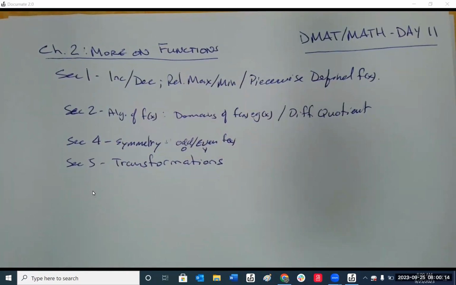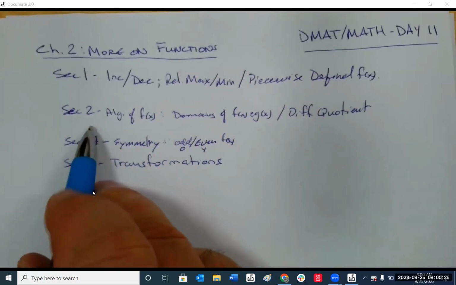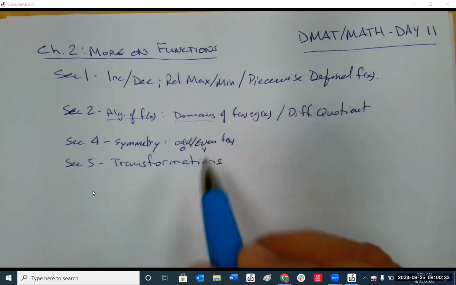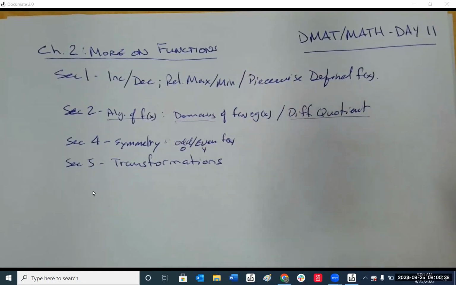Section 1, we started doing this last week a little bit. Increasing, decreasing functions. We look at maximum, minimum. Only thing we didn't do is piecewise defined functions. So we'll go through that real quick. Then in section 2, we're talking about the algebra of functions. All that means is we can add, subtract, multiply, and divide functions together. Then we're going to look at domains of those functions. And then we're going to end that section with the difference quotient.